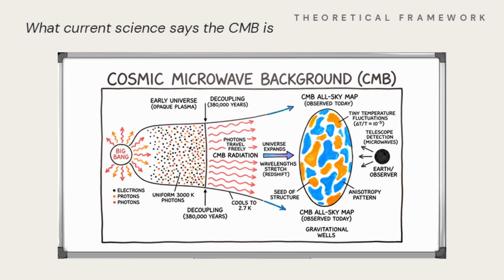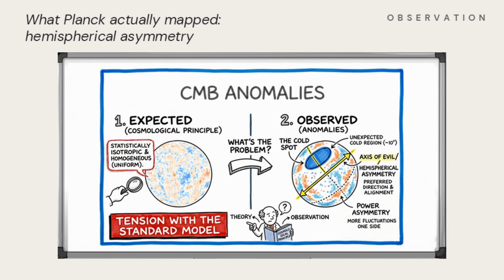At the precision achieved by the WMAP and Planck missions, the map shows features the Cosmological Principle does not predict. The quadrupole and the octupole moments of the temperature distribution, large-scale patterns that should point in random directions across an isotropic sky, show a statistically significant alignment with each other and with the ecliptic plane. This alignment, sometimes called the axis of evil in the literature, points in a preferred direction. An isotropic universe produces no preferred direction.